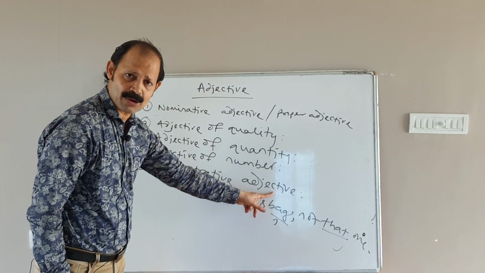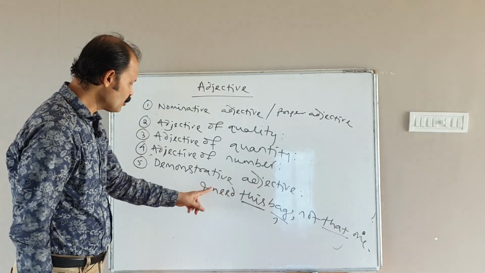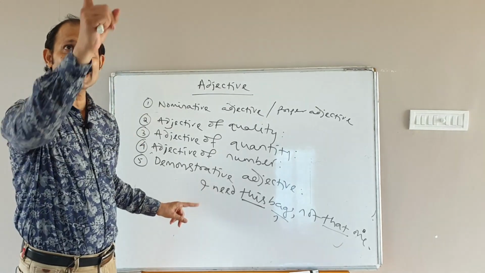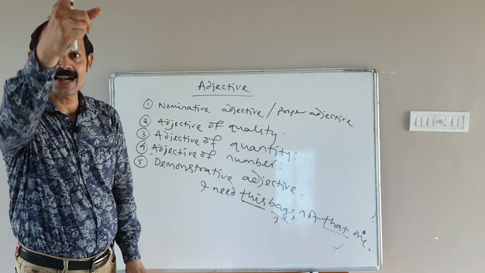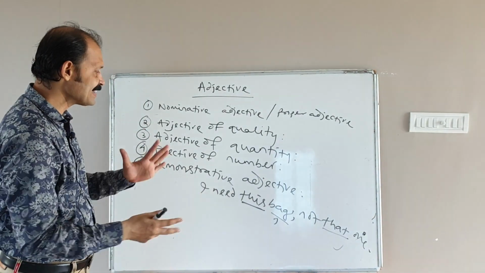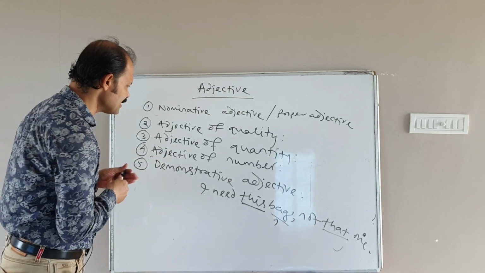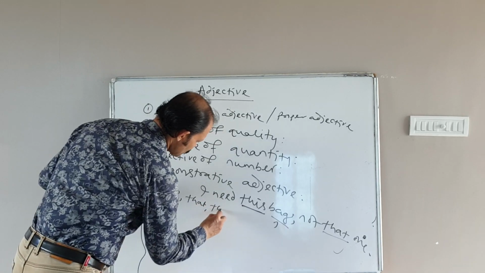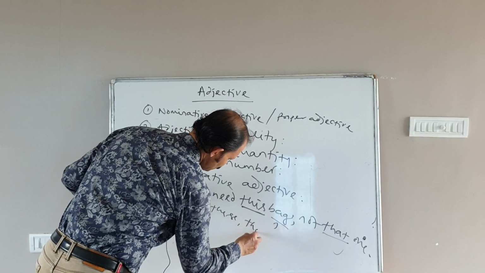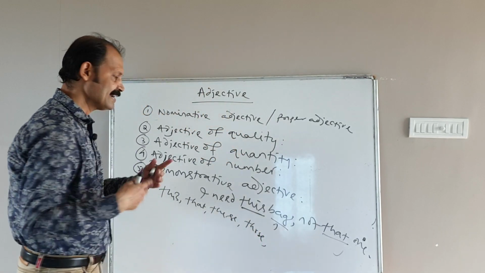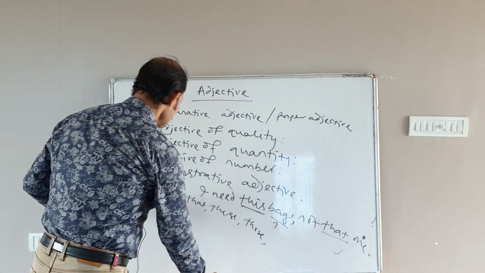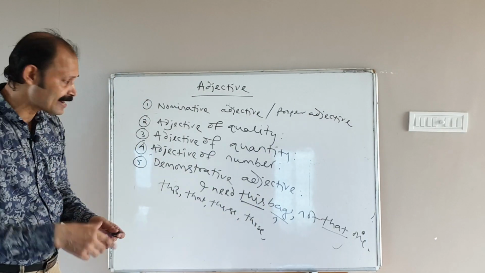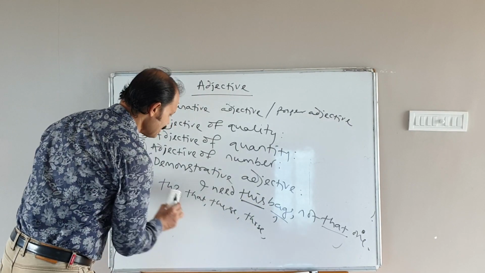Because they describe the noun, that's why they are adjectives, and because they demonstrate whether it is closer to us or further from us, that is the pen. Here that means definitely away from me. So this or that, these or those, these are the demonstrative adjectives, provided they are with the noun. If they are used in isolation, that is a demonstrative pronoun.